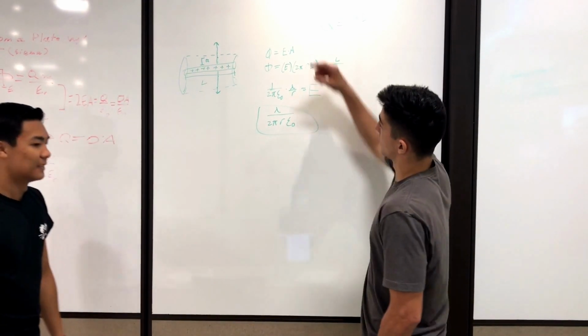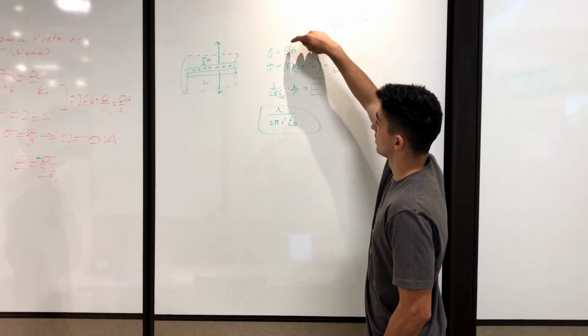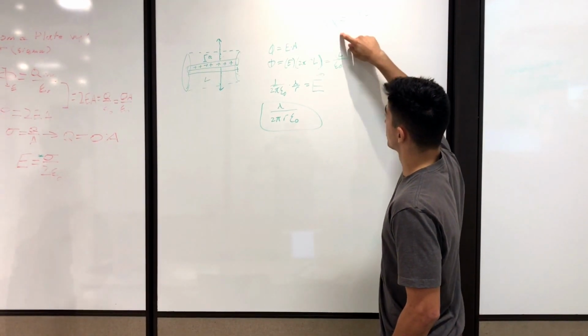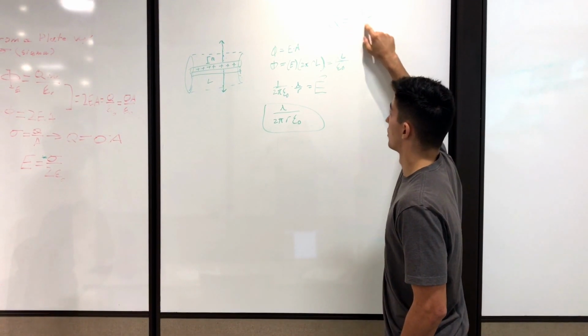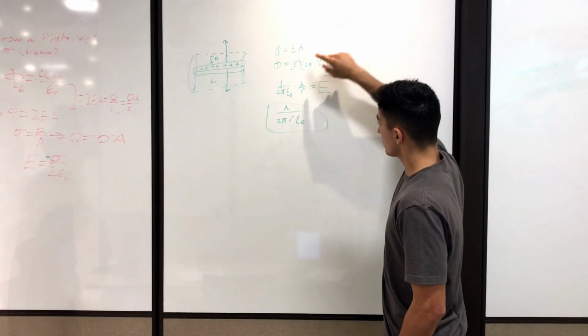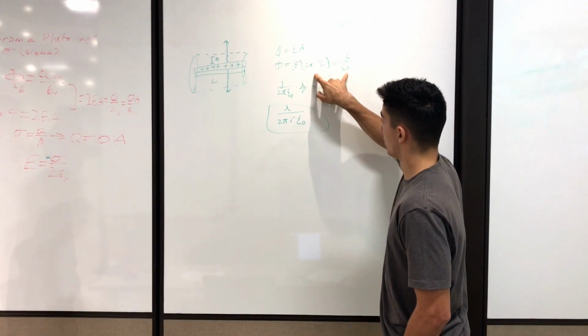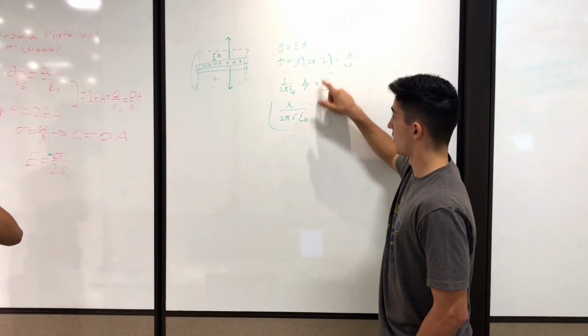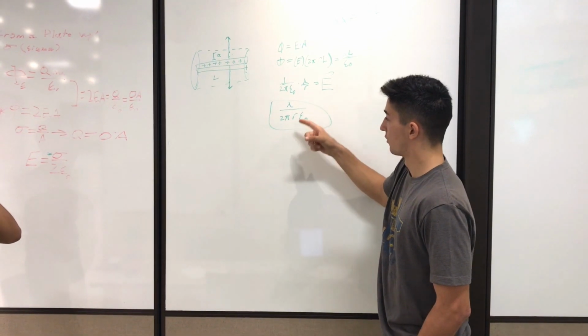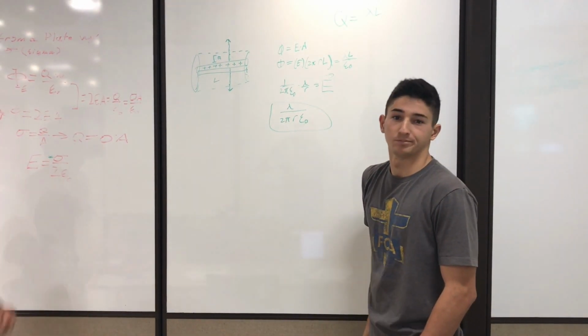And then we set the two equations for Gauss's law, E times A, and also the total charge over epsilon, and the total charge equal to lambda times L. So we set those two equations equal to each other, and then once simplified, the L cancels out, and you'll get lambda over 2 pi r epsilon naught.